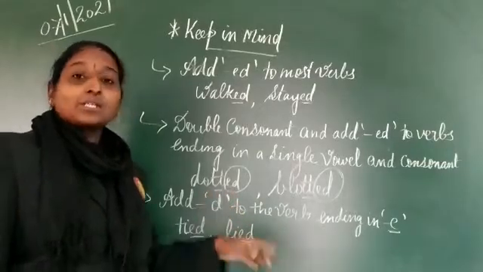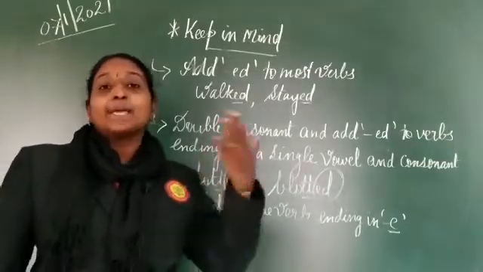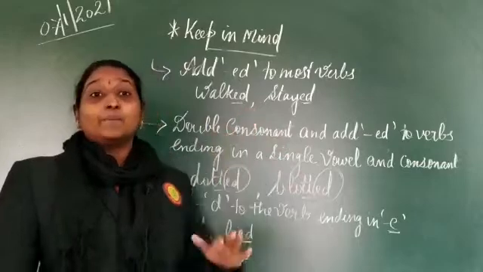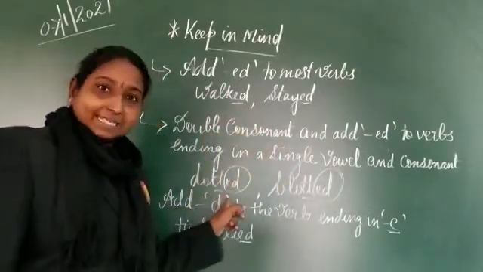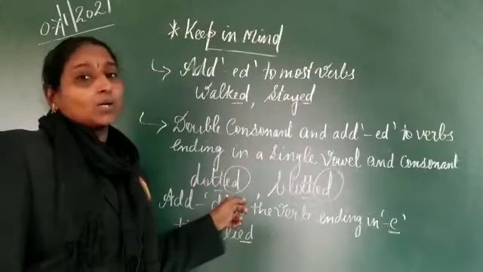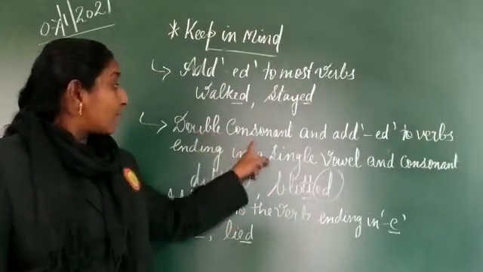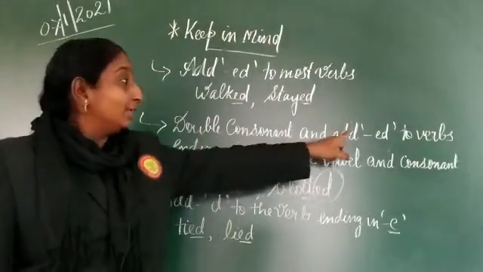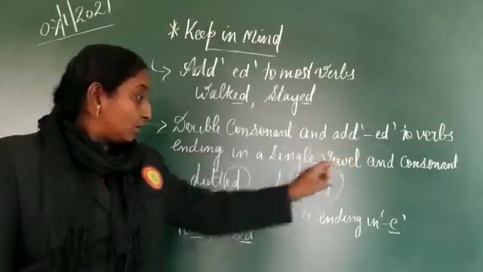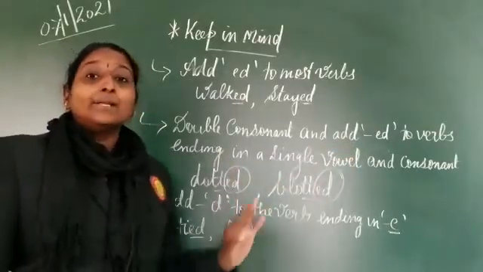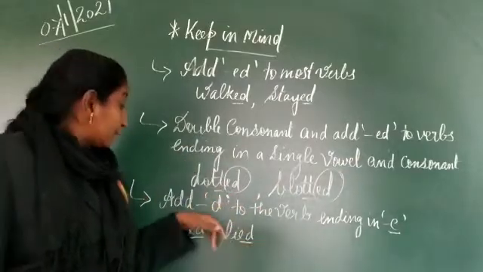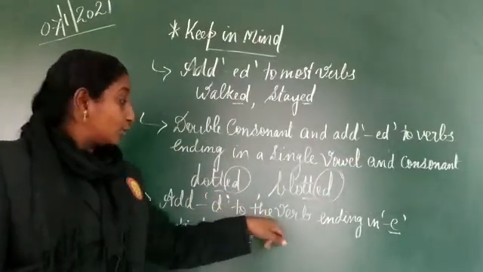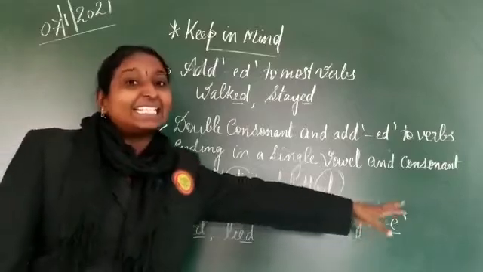So suppose the word is dot and you have to make it a simple past tense, you will make it dotted. So the spelling will be D-O-T-T-E-D. See, the T is a consonant. So I told you, you have to double the consonant and then add the ed. So that will be in a simple past tense. Now the next one is: add d to the verb ending in e.